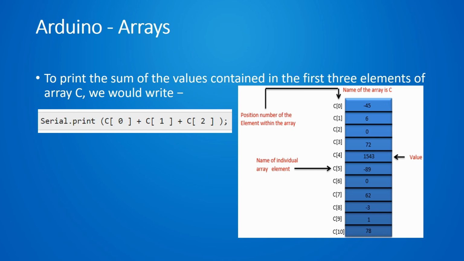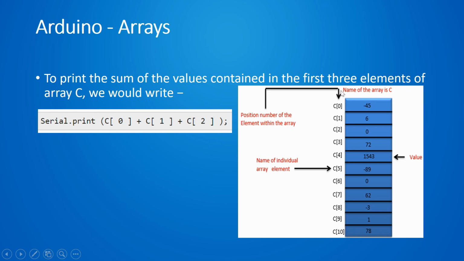Next, arrays. An array is a collection of similar data types. You can see in the figure the array name is C, and you can see the square brackets, and inside the square brackets you can see the numbers 0 1 2 3 4 5 6 7 8 9 10. These are the positions of the array. To print the sum of the values contained in the first 3 elements of array C, you will write something like this. You can see in the figure.